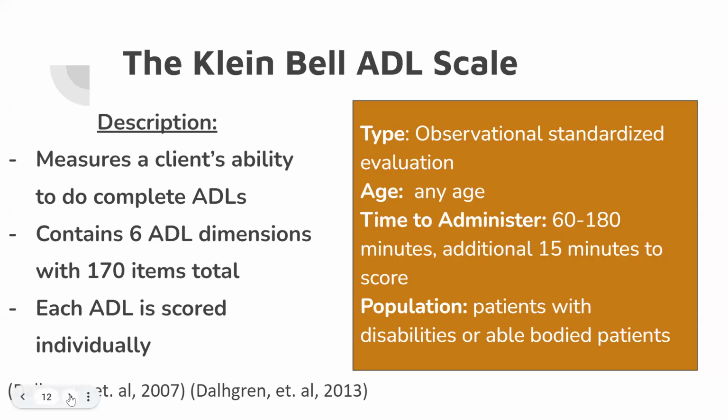Next, we'll move on to the Klein-Bell ADL scale. Similar to the Frenchay, this measures a client's ability to complete ADLs. It has 6 ADL dimensions with 170 items total, and each ADL is scored individually. Unlike the Frenchay, however, this is an observational standardized evaluation and can be administered to populations of any age. The time to administer is 60 to 180 minutes, with an additional 15 minutes set aside to score. The intended population can be patients with disabilities or able-bodied patients.